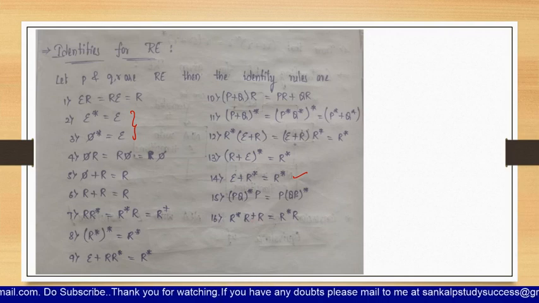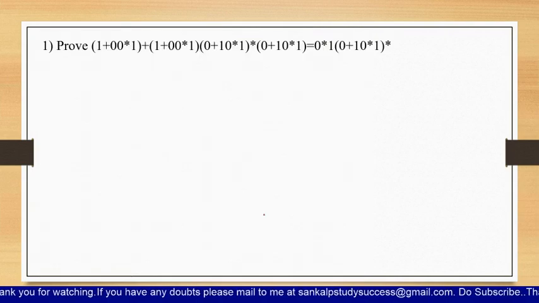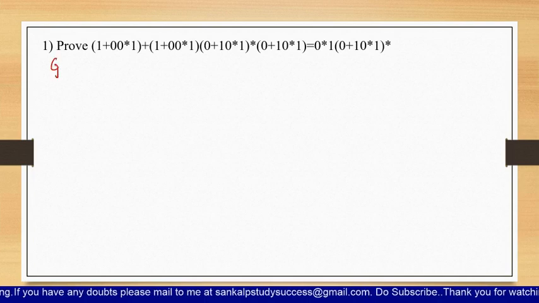Now, by using these identities, you are going to prove some of the regular expressions which are given in the question. So, by using these only, we are going to solve the problems. So now the first one is you have to prove this regular expression. That means if you solve the LHS, then you need to get the RHS. Now let us write the given equation.